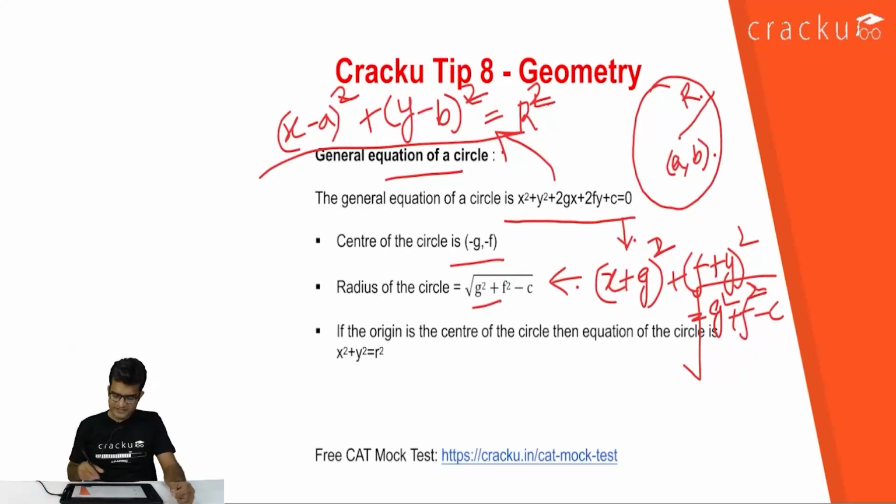Similarly, if the origin is the center of the circle, we are just replacing a and b with 0. It will be of the form x square plus y square is equal to r square. Let us now look at the next slide.